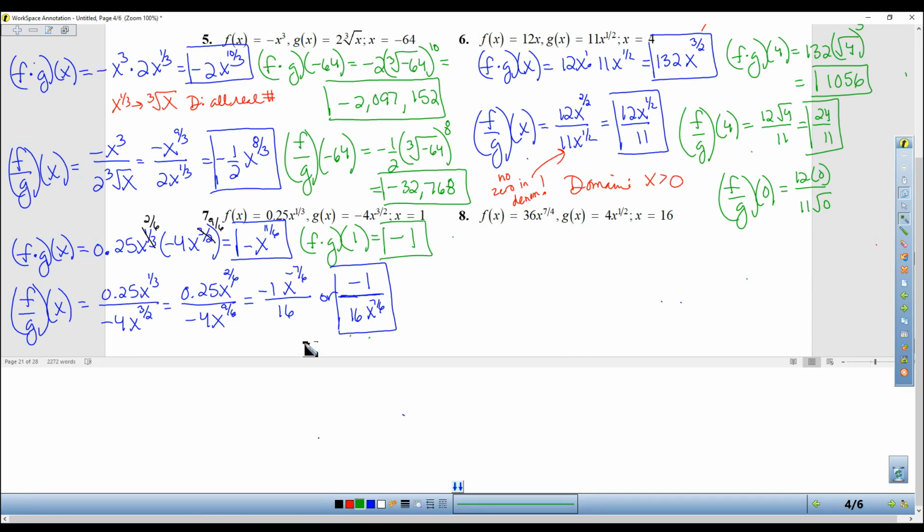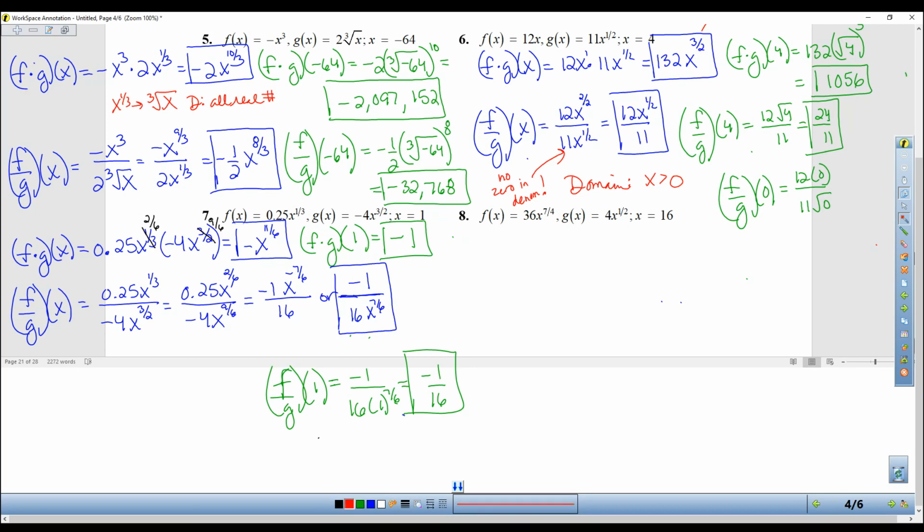And then again, f over g of 1 would be -1 over 16 times 1 to the 7/6. But 1 to the anything is just 1. So -1/16.